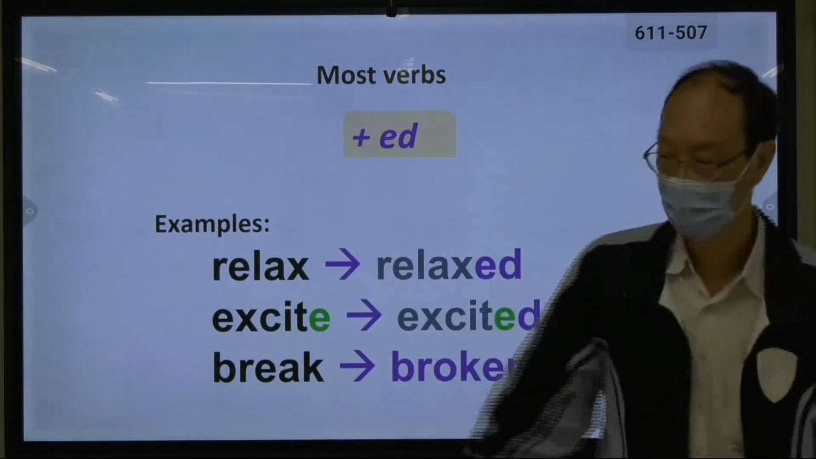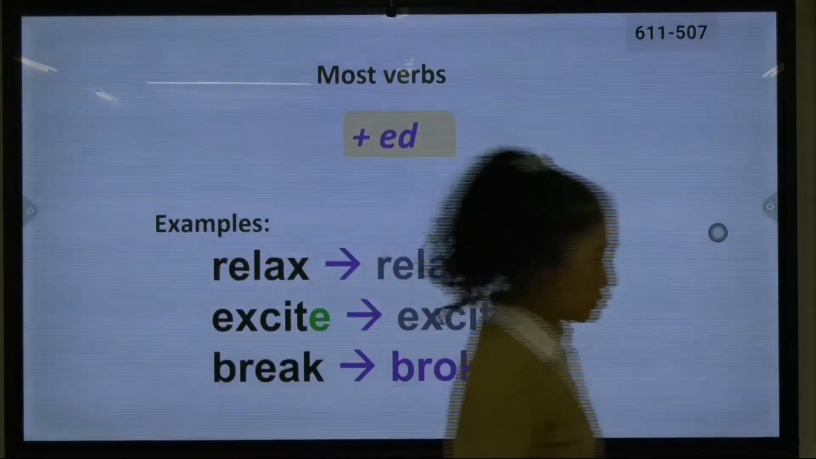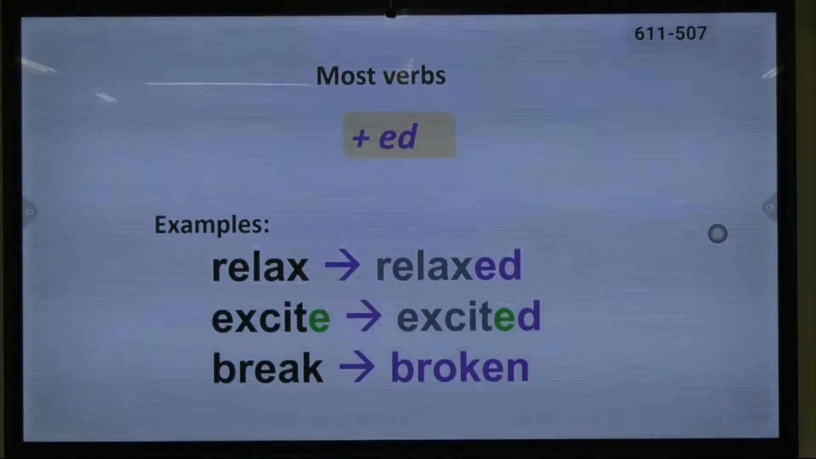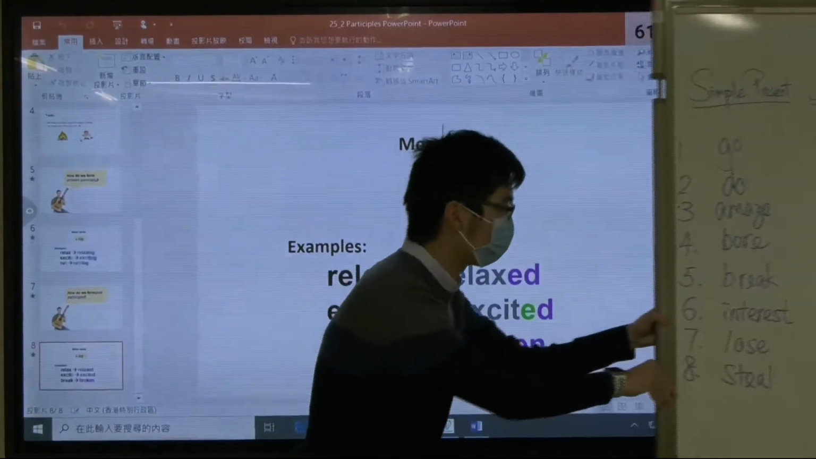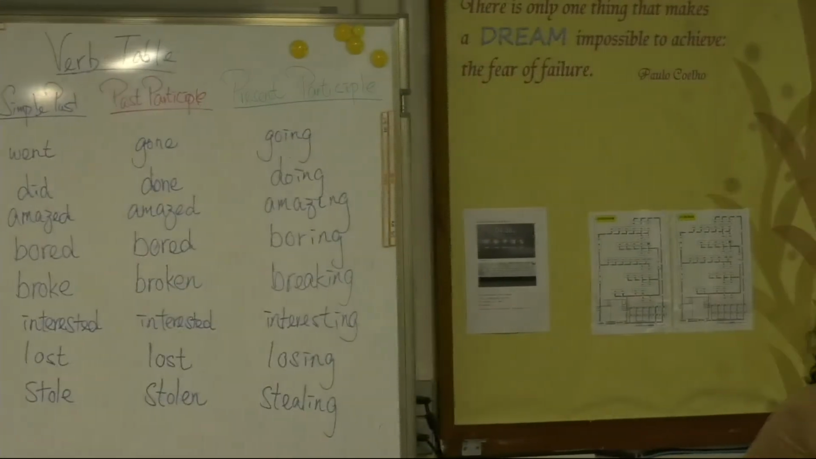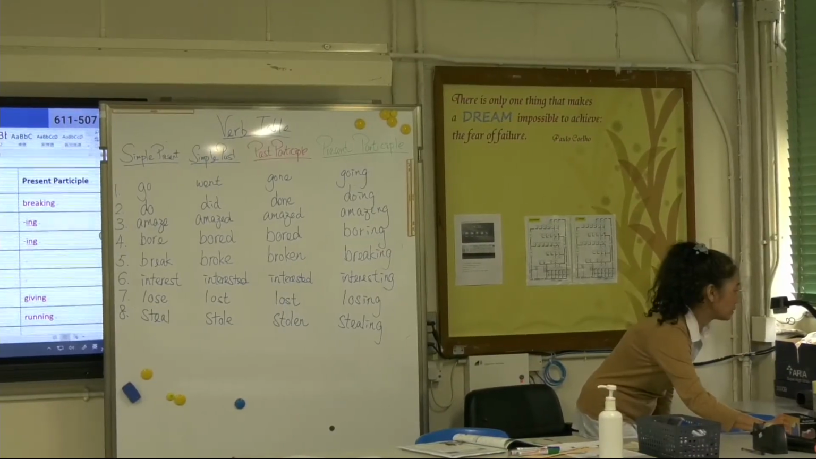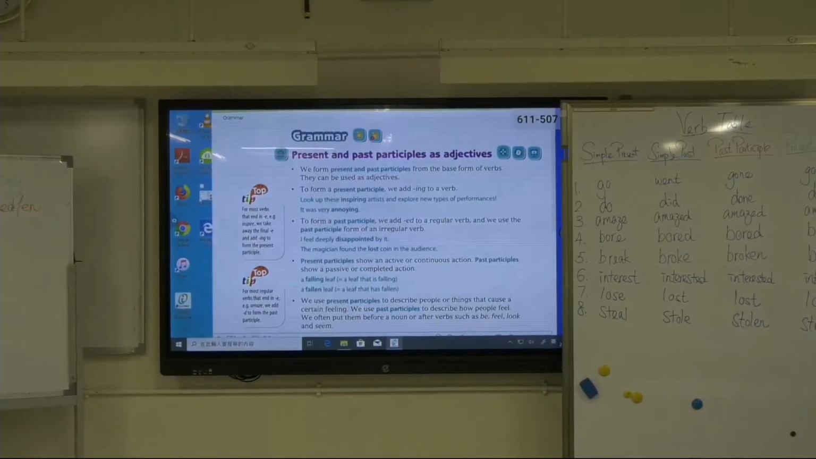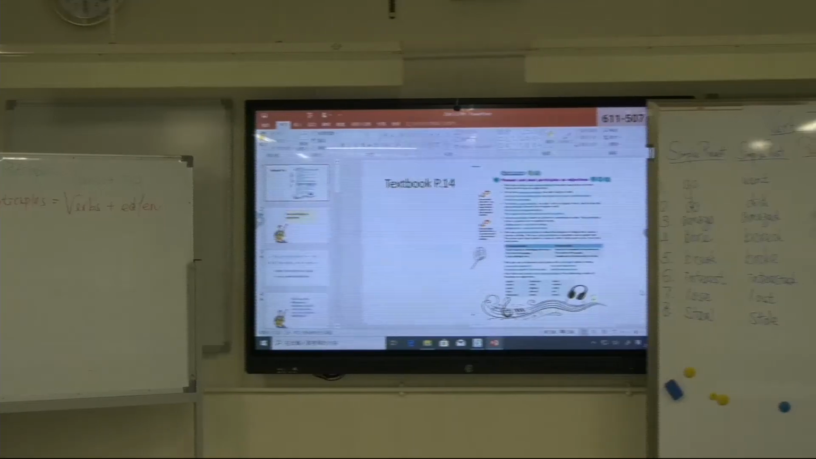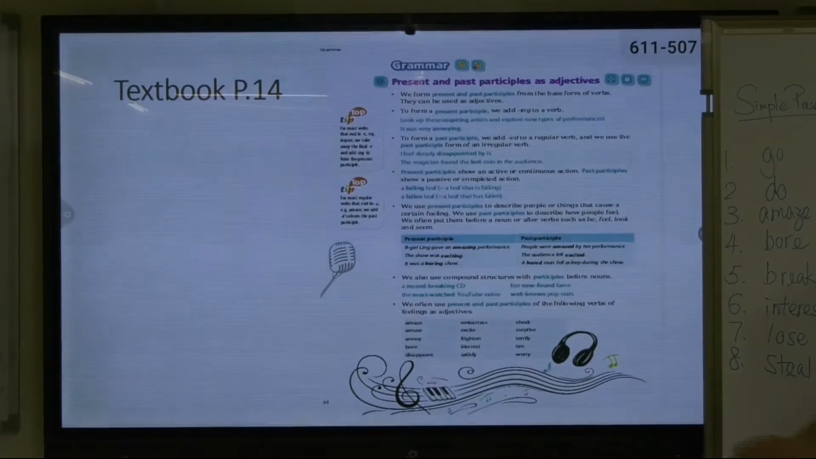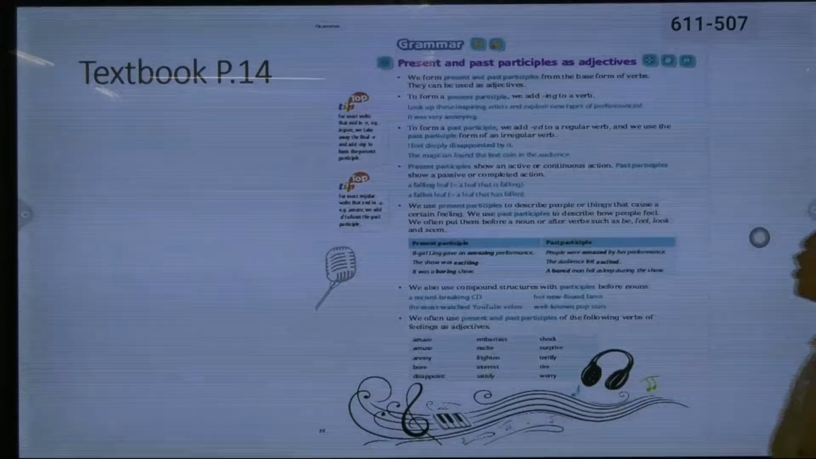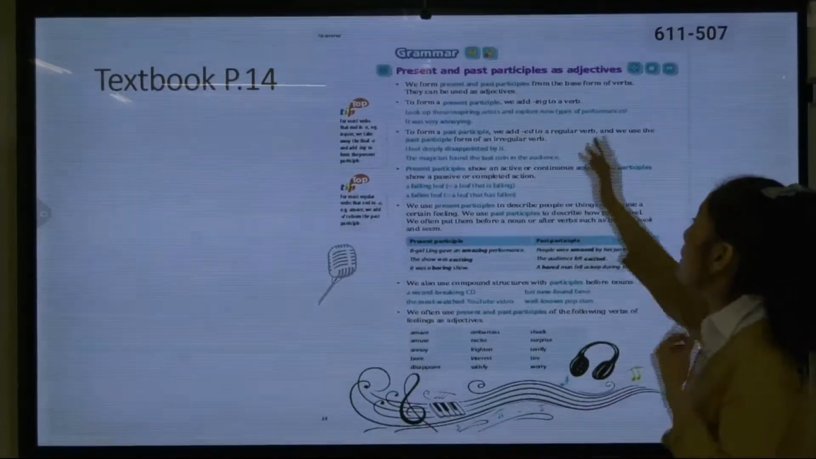All right, thank you, Mr. Leung. Okay, now students, Mr. Leung already taught you how to change the verbs. So now, please take out your textbook 3B. Turn to page 14. Now, in my part, I'm going to teach you about present and past participle.